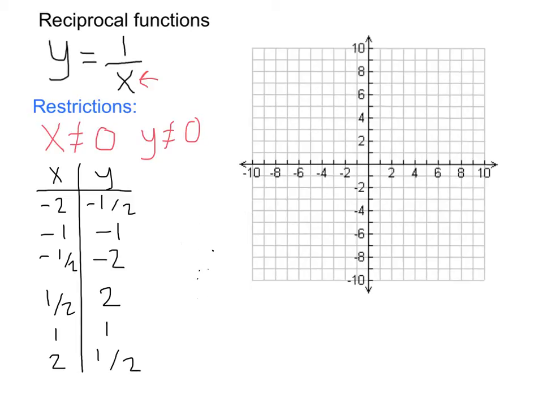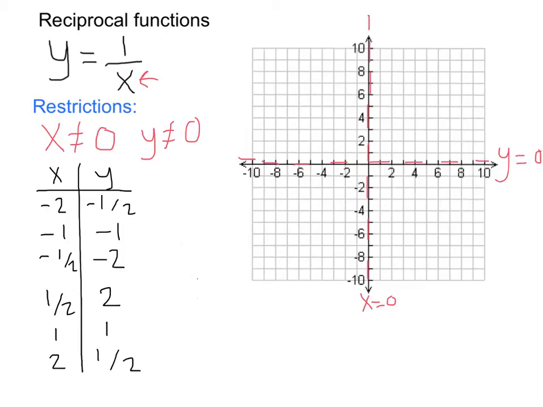When I go to make my graph, the first thing that I need to lay down are asymptotes. You're going to have 2 asymptotes for reciprocal functions. The first one is going to be at x equals 0, so we have a vertical asymptote. And we also have a horizontal asymptote at y equals 0. So again, reciprocal functions have 2 asymptotes, both a vertical and a horizontal.